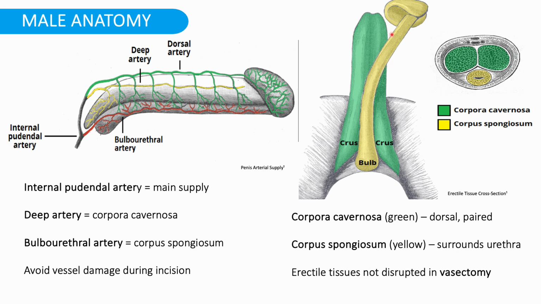On the right, we see the longitudinal and the cross-sectional view of erectile tissues. The corpora cavernosa are shown in green and are responsible for generating rigidity during erection. The corpus spongiosum, in yellow, surrounds the urethra and remains patent during erection to allow semen expulsion. These erectile structures lie ventral and anterior to the vas deferens and are not directly involved in the vasectomy, but their close proximity reinforces how important precision is during scrotal incisions, specifically during vasectomies.